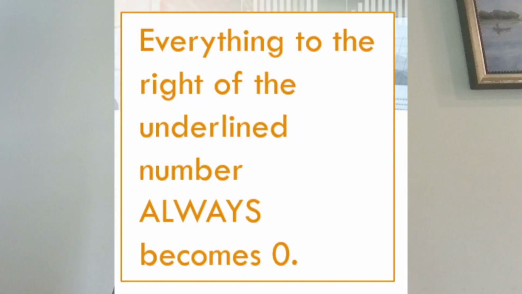5,300, and we have 1 in our tens place. Now, what happens to our value in our ones place? Well, that's going to become 0. So we're going to have 5,310. Everything after our underlined number, once we've determined that we're going to keep it the same, everything after it to the right is going to become 0. So our rounded value is going to be 5,310.